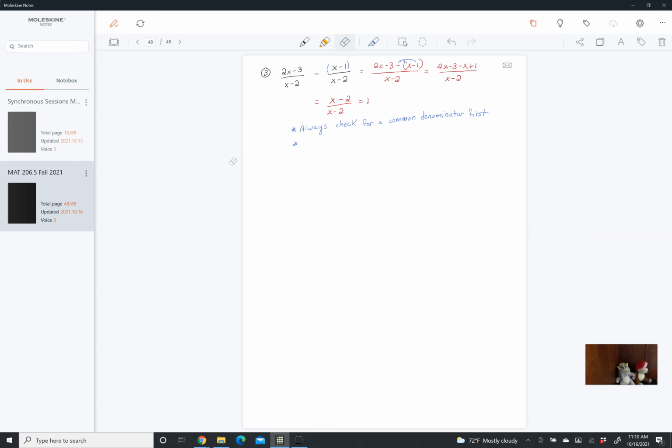And if you're subtracting, don't forget to distribute that minus sign to the second fraction. And you're only distributing it to the numerator.